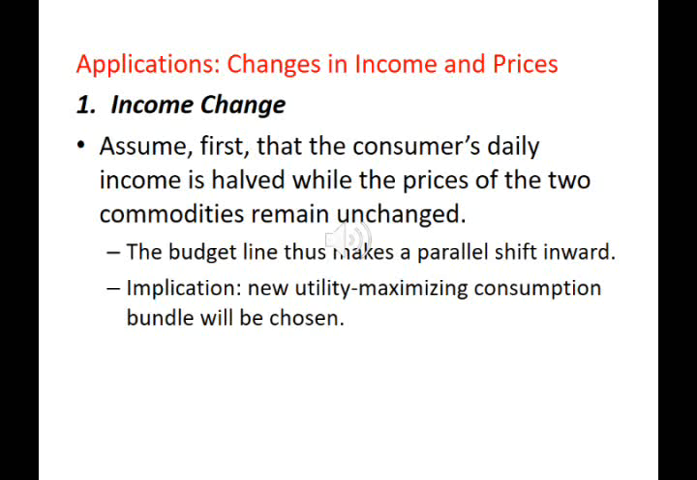Let's assume that our consumer is now facing half his initial income level. Initially he had $6 per day. Now let's assume that his income has been halved, and now he has just $3 per day to spend on clothes and food. So what will be the new equilibrium of the consumer? What will be his new utility maximizing consumption bundle? We will move to the next graph in order to answer this question.